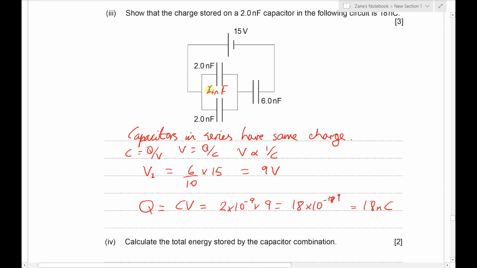Quick point here, remember that the two capacitors that are in parallel, things in parallel, have the same PD across them. So if there's 9 volts across the combination, there's 9 volts across each individual capacitor.